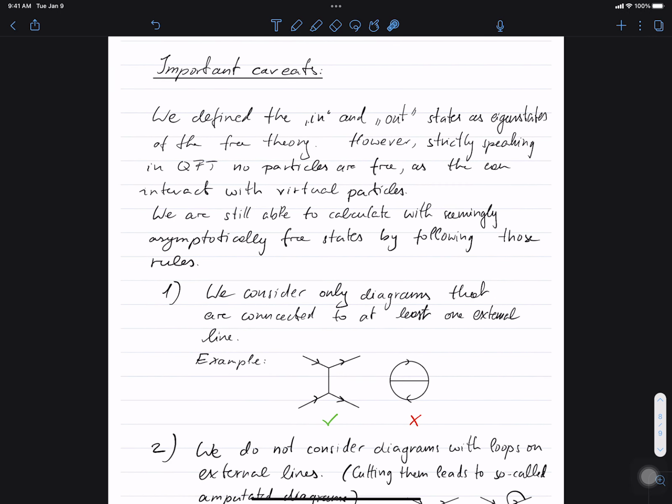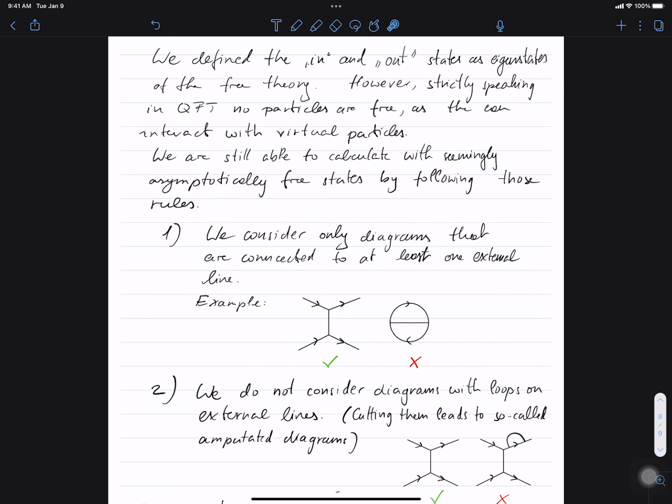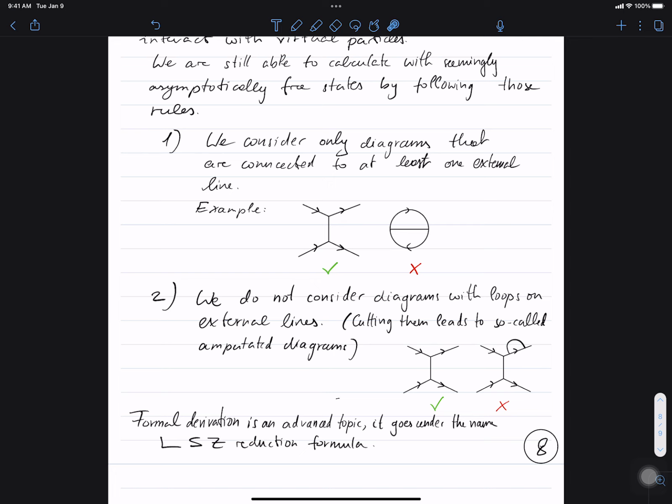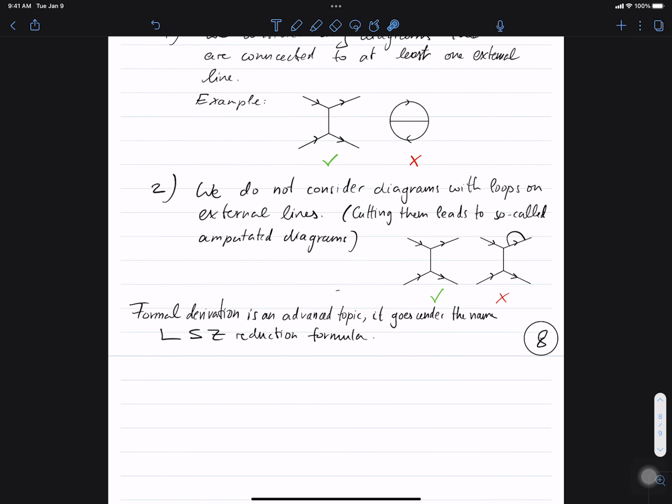There are important caveats we want to mention. We define the in and out states as eigenstates of the theory. However, strictly speaking, in QFT no particle is really free, and there are always virtual particles flying around them. So there are some caveats we have to consider when we construct diagrams. One caveat is that we only consider connected diagrams. These kind of disconnected bubbles are always disregarded. They will not affect our physical processes, and loops on external lines are really connected to the definitions of the free in and out states.